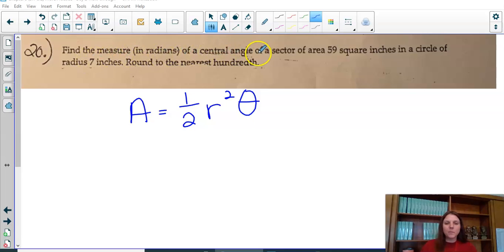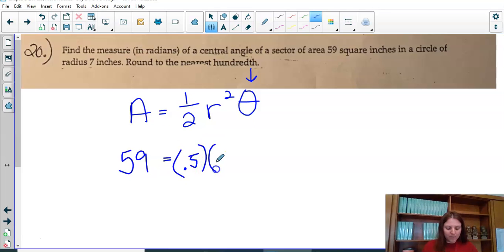Find the measure of a central angle, because that means we're finding theta. You are given the area is 59 square inches, so that means I'm going to put in the area here. We know that 1/2 can be rewritten as 0.5, and the radius is given, it's 7 inches. So what we're finding is theta.